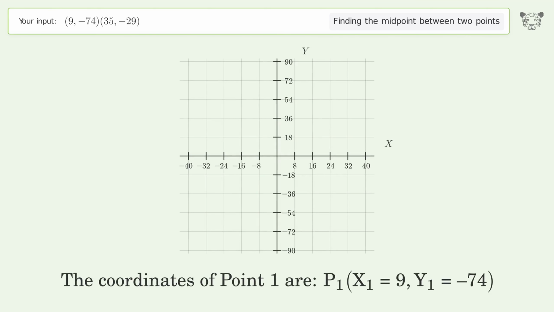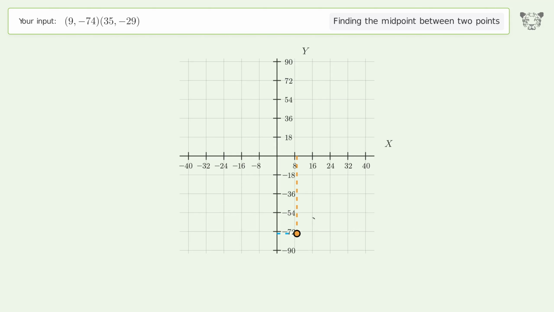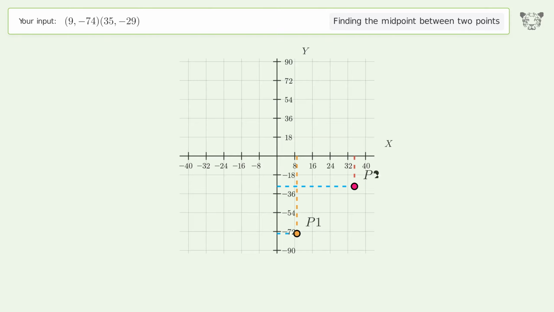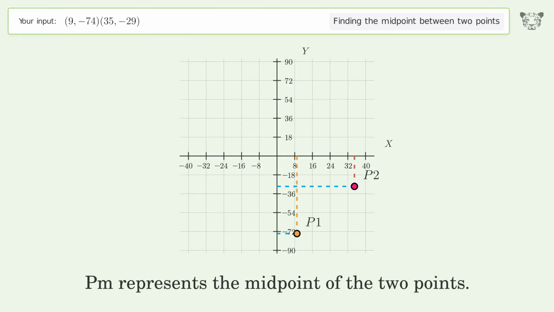The coordinates of point 1 are x1 equals 9, y1 equals negative 74. The coordinates of point 2 are x2 equals 35, y2 equals negative 29. PM represents the midpoint of the 2 points.